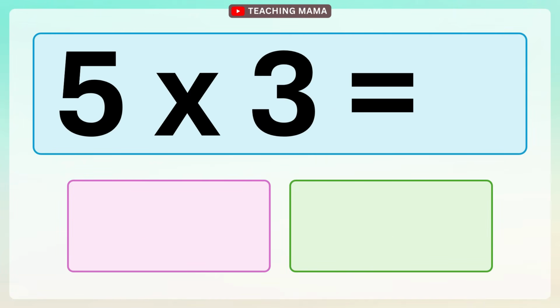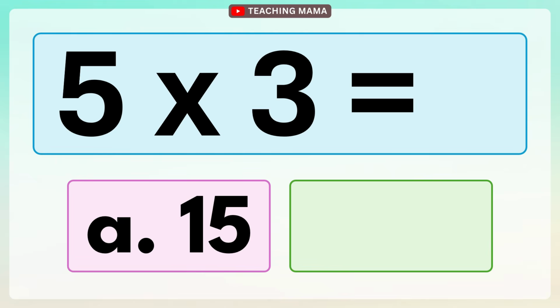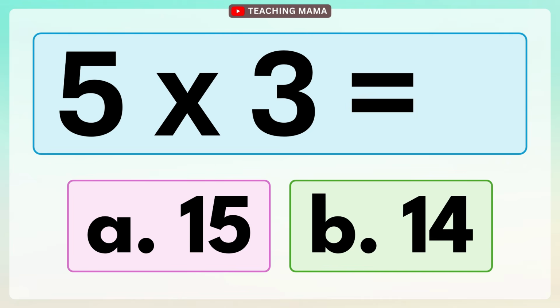5 times 3 equals A. 15. B. 14. What is the answer? A. 15.